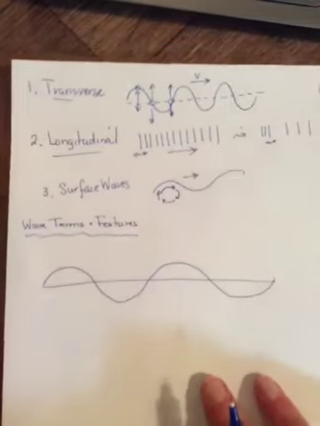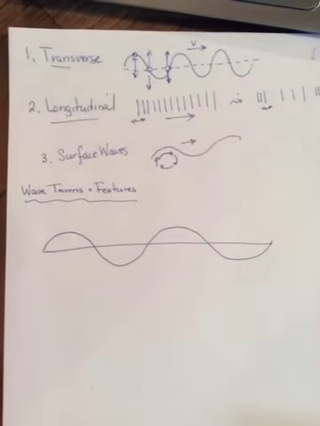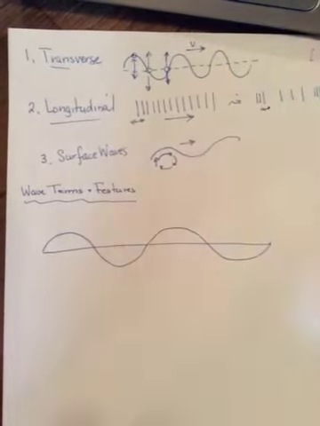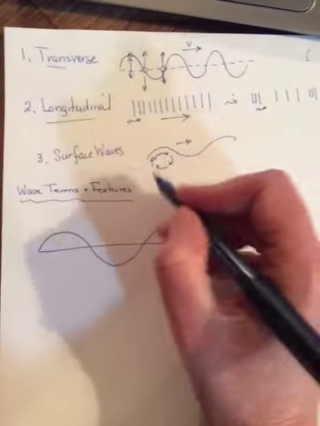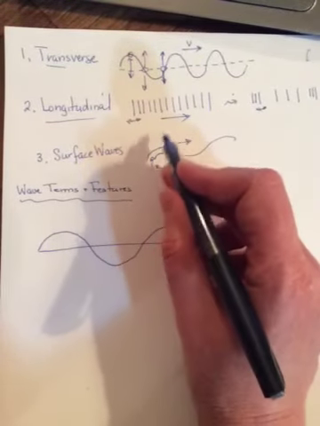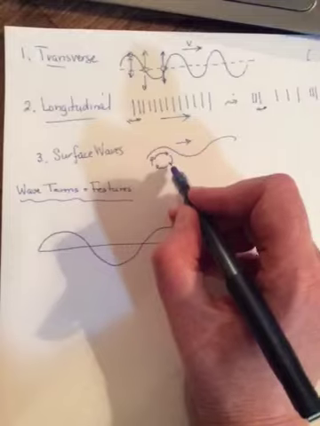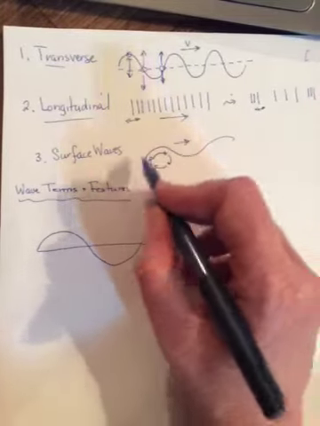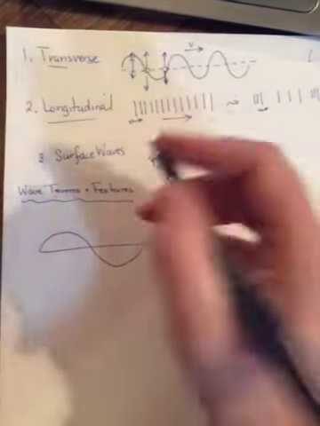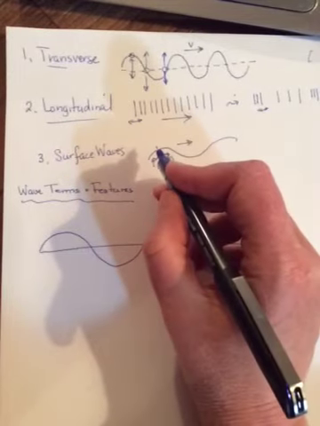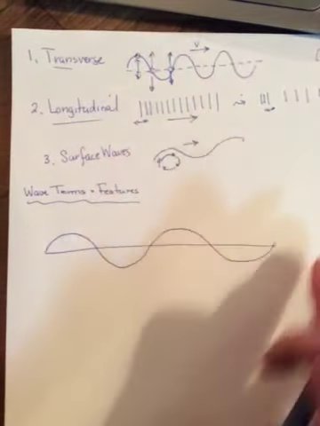And then the surface wave would be like water, where if you've ever been floating in the ocean, you know that you bob up, over, down, back, and you move around in a little circle, sometimes perpendicular, sometimes parallel with the motion.